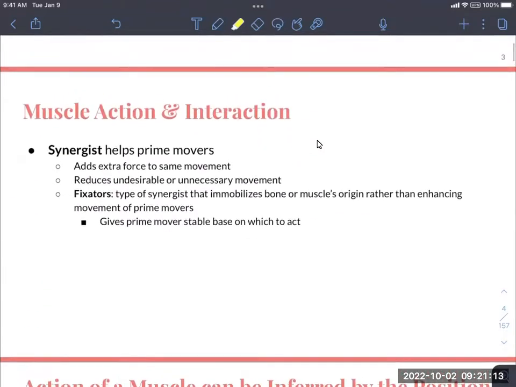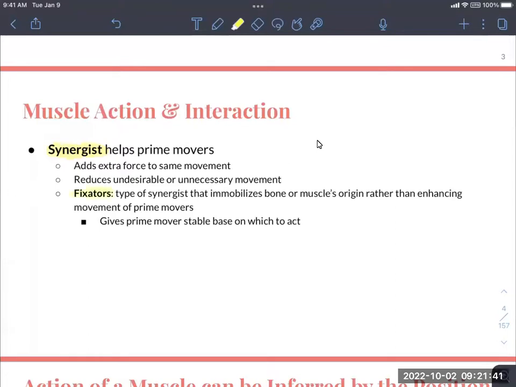We also have what are called synergists. Those synergist muscles, they kind of help your primary mover muscles, but they more fine tune some of that movement. So we don't get choppy kind of movement. We don't trip all over the place. Synergists help to fine tune what you're trying to do.